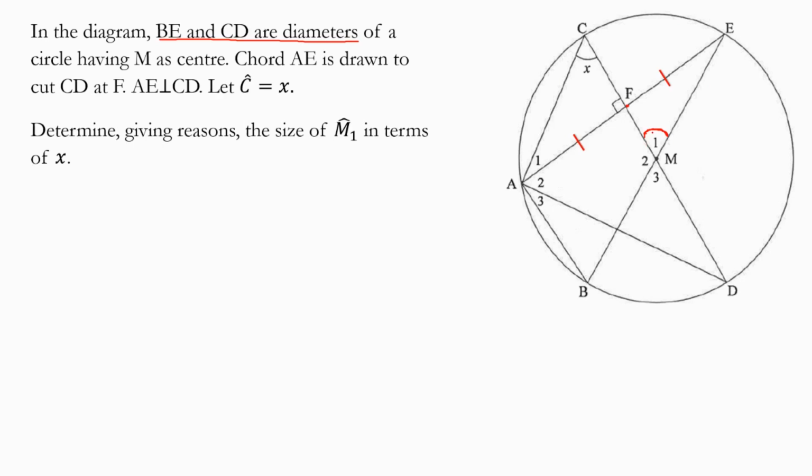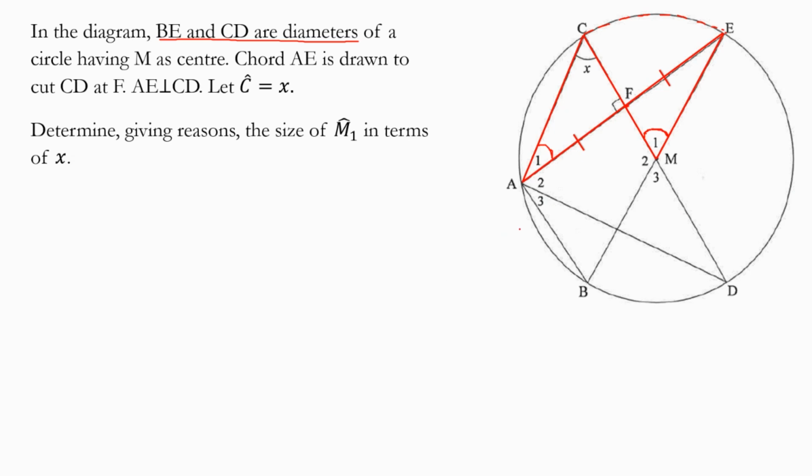If you check, angle M1 is subtended by arc CE at the center. And then we have angle A1 subtended by the same arc CE at the circumference. So now if we get A1, we can get M1. Let's do that. This is angle A1 subtended by the arc CE at the circumference, and this is angle M1 subtended by the same arc at the center of the circle.